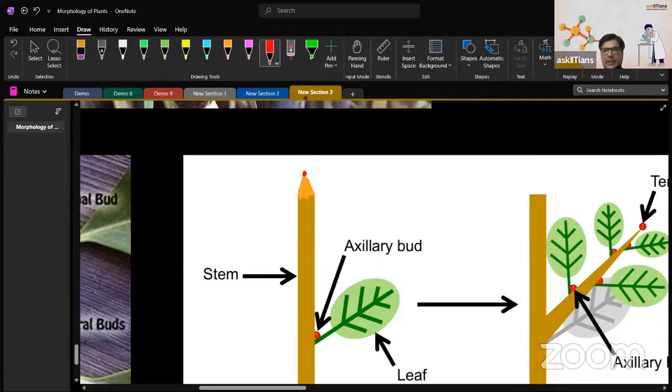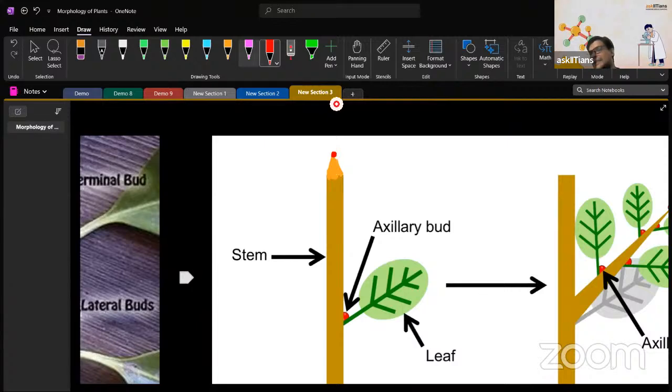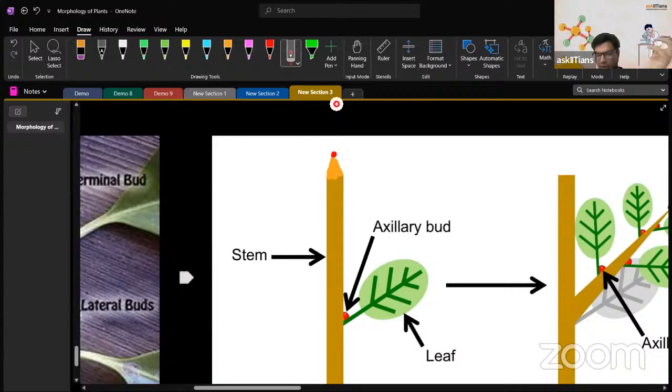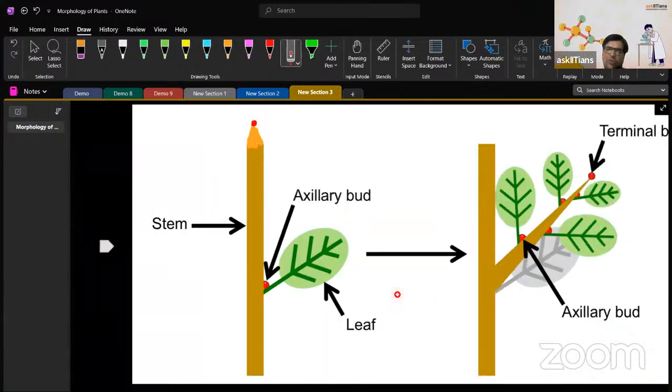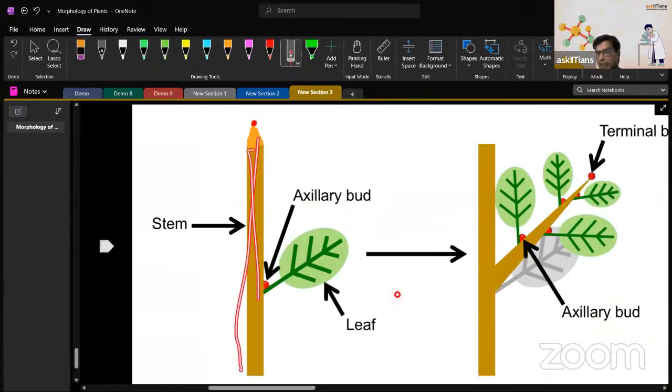So as you can see, there are two buds here. One is present on the end, right? As you can see, this one. This is present at the end of the stem, right? So this is something that we're going to refer to as the terminal bud. On the other hand, this is the one which is usually present on the stem, or you can say the axis. It is not present at the end of the stem. It is present on the stem basically. This is what we call the axillary bud.